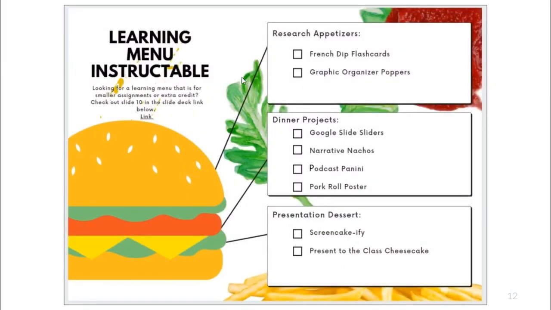Just like a waiter or waitress comes and takes your menu, students could have a card where they're pre-selecting what they're working on. So you can see our options here where they can select the appetizer. They can select the dinner project, and then they would select the presentation dessert. And this would remind them of what they said they would work on throughout the project.